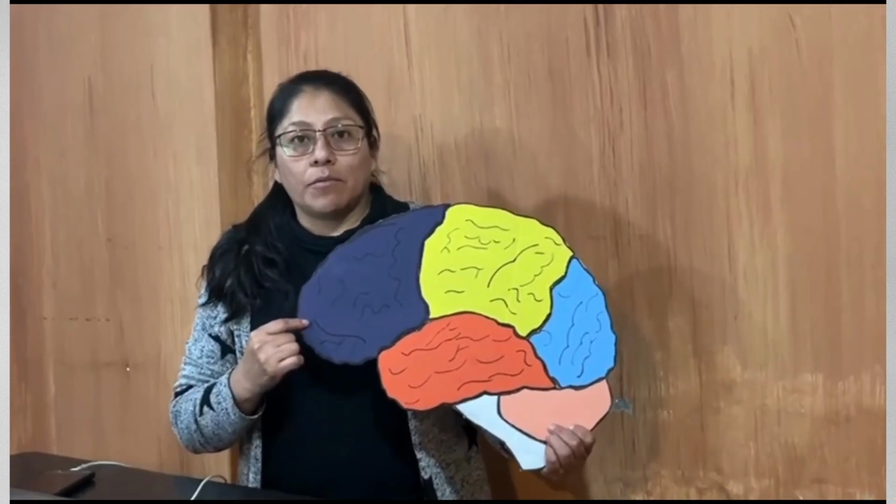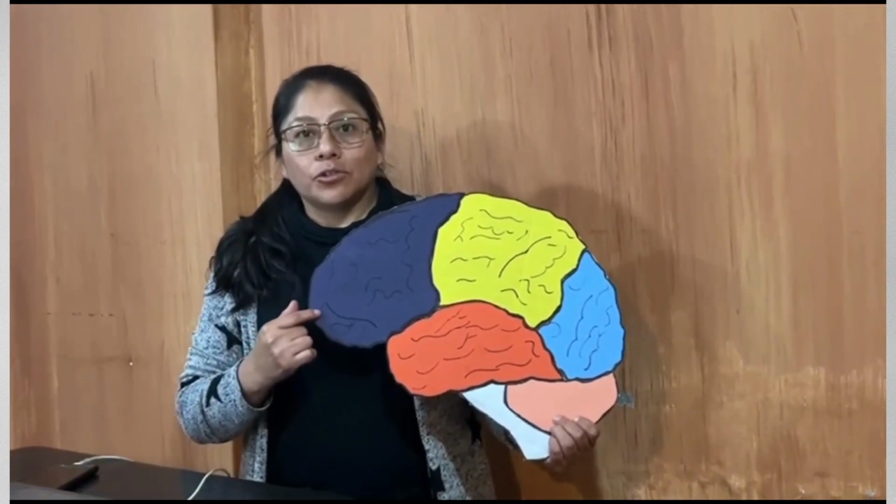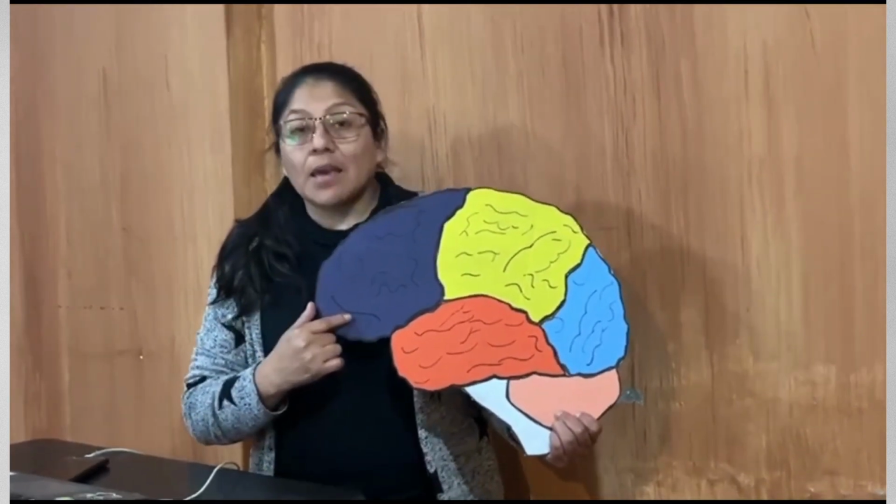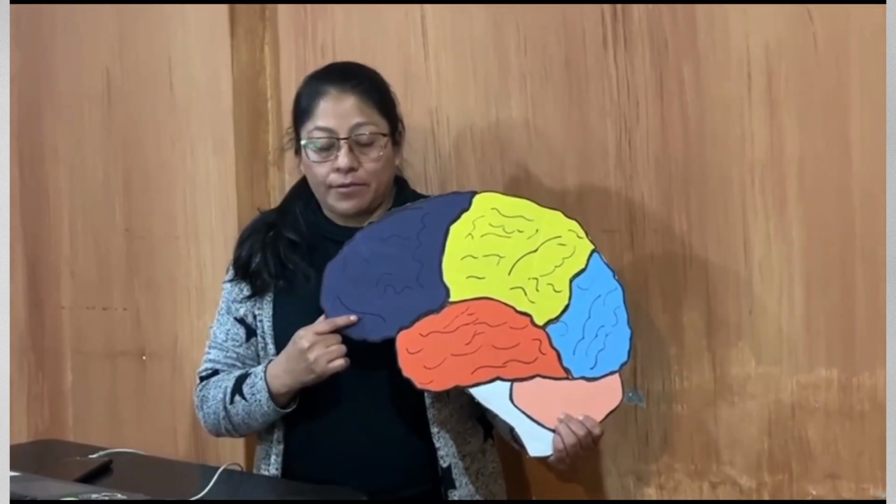The frontal lobe. The frontal lobe is located in front of the brain by the forehead. What is the function of the frontal lobe? It is concerned with thinking, reasoning, making decisions, and planning for the future.